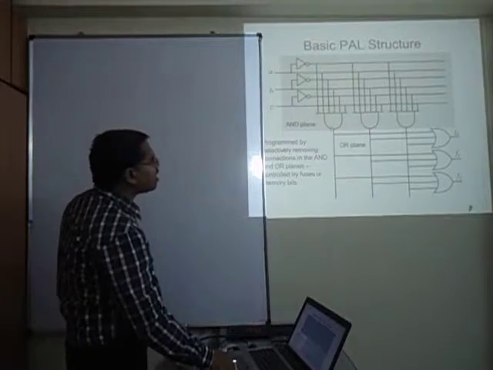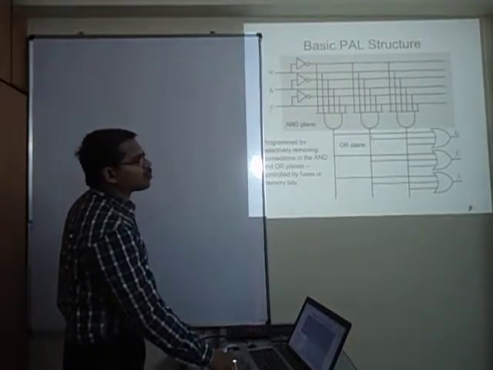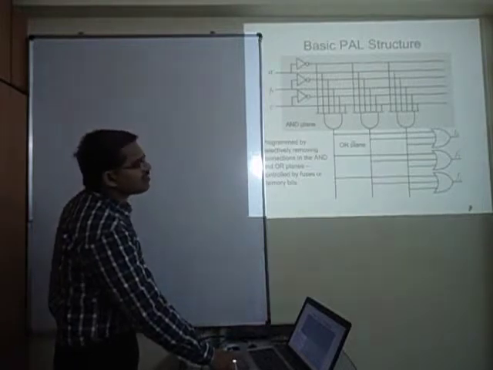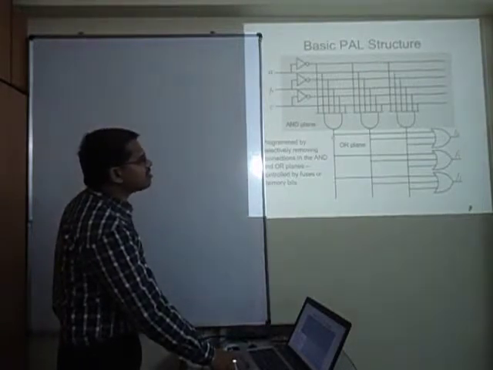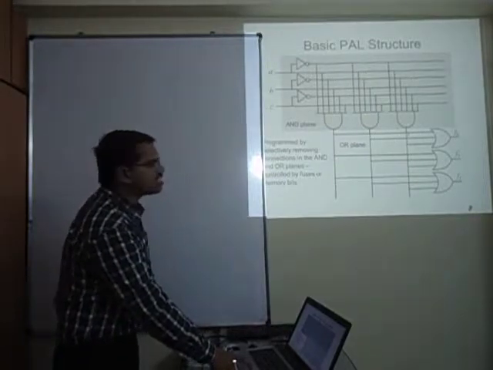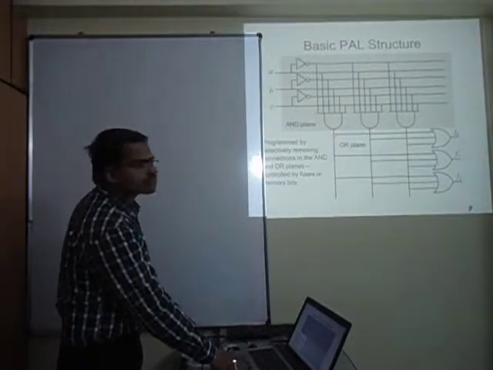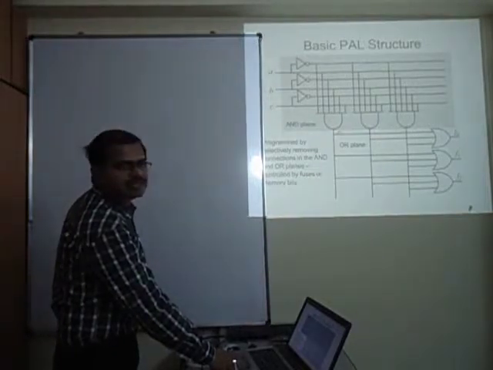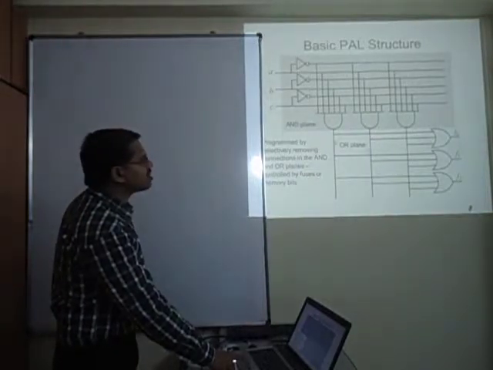Now wherever this OR plane is there, there will be a programmable connection. Actually this diagram is not referring to that. So in case it is a PROM, on this line there will be a fuse, here also there will be a fuse, here also a fuse. Let's say you want to pick this min term, then these two fuses will be blown and this fuse only will be kept. So each line will have this.